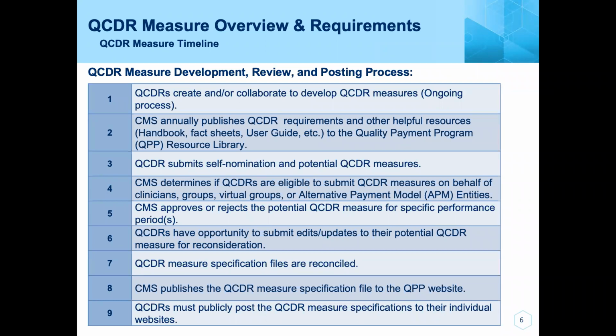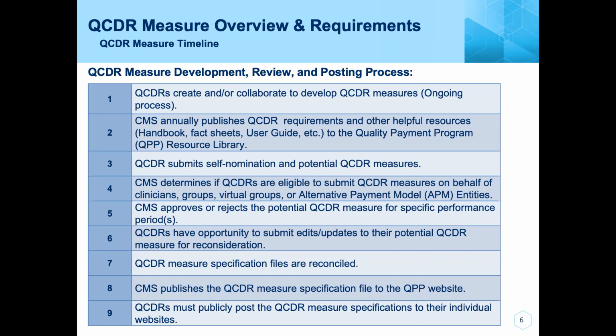Also during this time, CMS will publish their annual self-nomination resources, such as the QCDR Measure Development Handbook, fact sheets, and the QPP Web Form User Guide to the QPP Resource Library. And these resources can help assist you throughout the measure development and the self-nomination processes. The annual self-nomination process opens on July 1st and closes on September 1st.